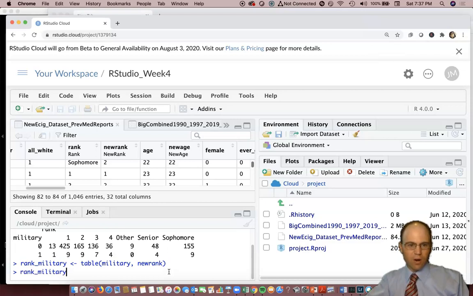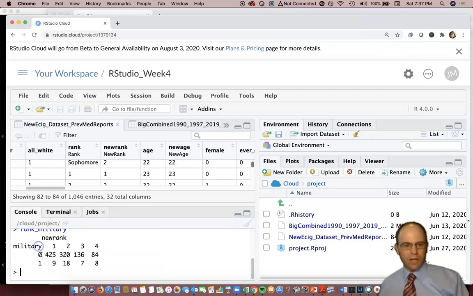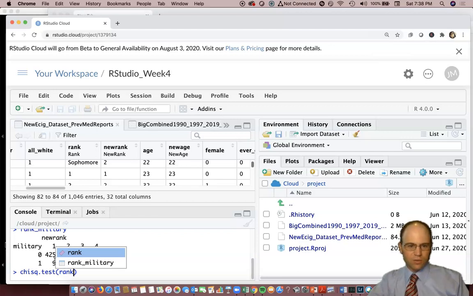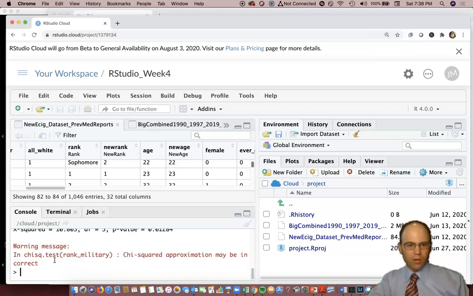And then when I remake our table, you can see military being 0 or 1 being yes, and you can see out of all the people that are coded as 1, which would be freshmen, 9 out of 9 plus 425, so 9 out of 434 people that were freshmen had responded to having some service. So you may be interested in seeing if there is a significant difference. You could totally use the chi-square test on this table we just created called rank military.